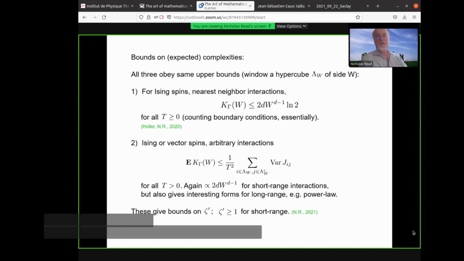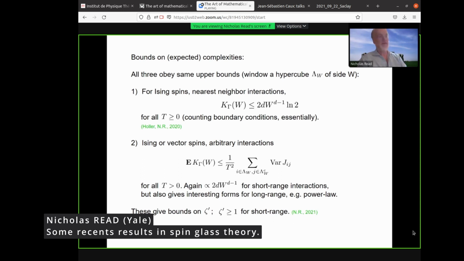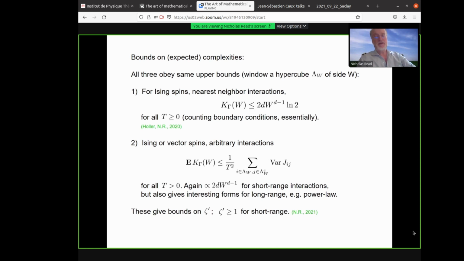And so this does indeed give the bound that zeta prime has to be greater than or equal to 1 for the short range case, and some other expression for the long range cases with the power laws. So that's maybe not a lot of results, but at least it's some step, and the definitions of complexity here are very robust.